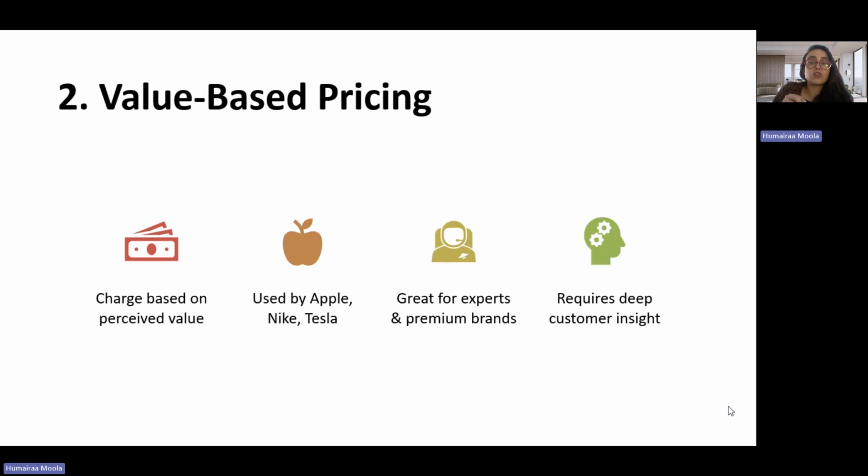So the price is not just based on the production cost. It is based on the total value that the customer feels that they are receiving. Now, other companies who use this type of method are Tesla, Rolex, Nike. They are all using value-based pricing.